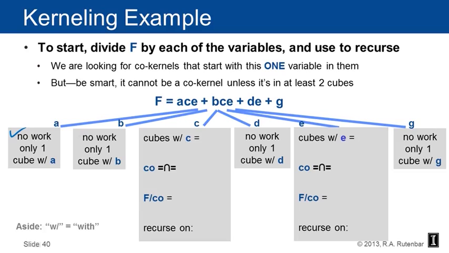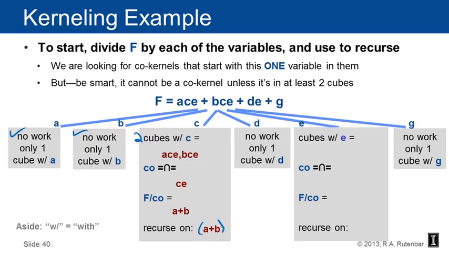What about cubes that have a B in them? Well, there's only one of those. What about cubes that have a C in them? There are two cubes that have a C in them. Those cubes are, in fact, ACE and BCE. So, since we know that co-kernels are intersections of cubes and we have at least two cubes, we have something we can intersect. If we intersect them, we get CE, and that is a co-kernel candidate. So we're going to divide F by our co-kernel candidate to get A plus B. Well, that turns out to be cube-free, and that's good.